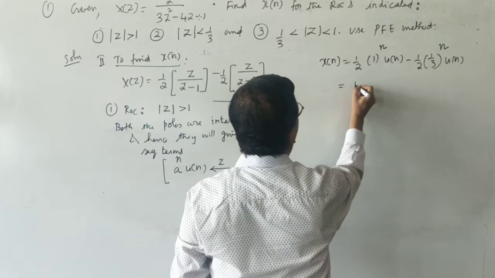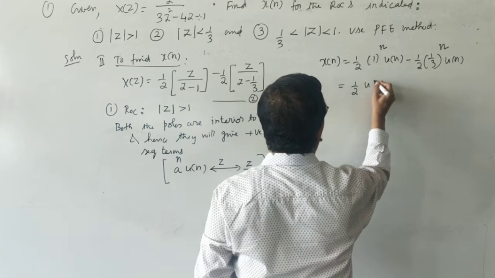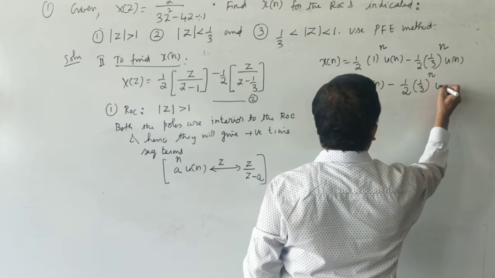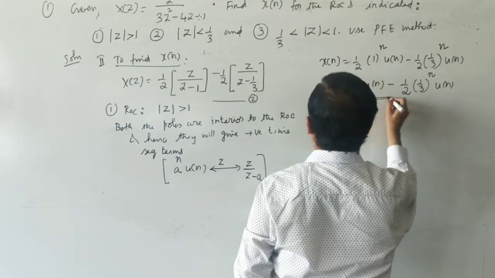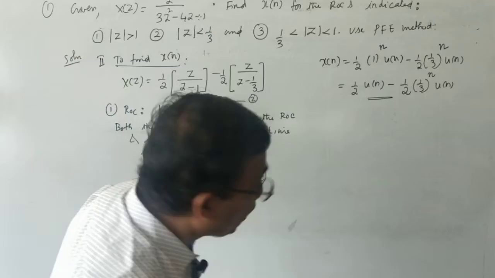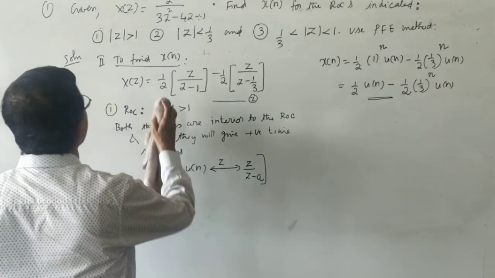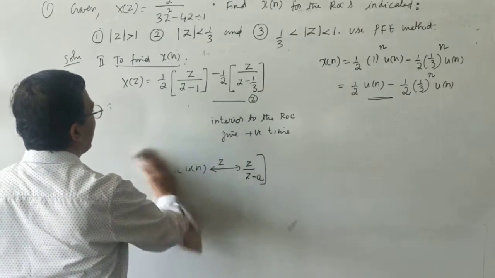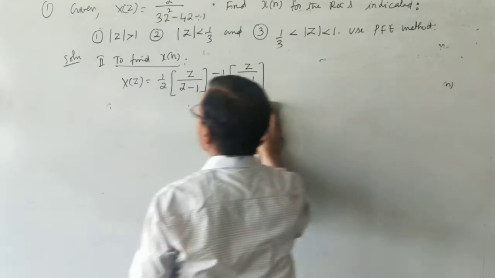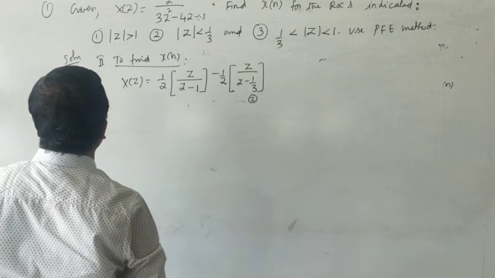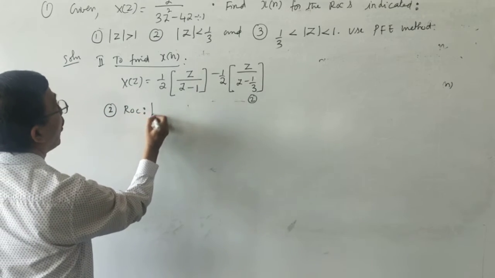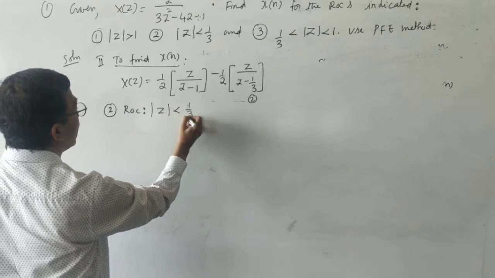1 to the power n is 1, so you get half into u of n minus half into 1 by 3 to the power n into u of n. This is the answer for the ROC mod z greater than 1. Next, I will consider the next ROC. Second ROC, mod z less than 1 by 3.